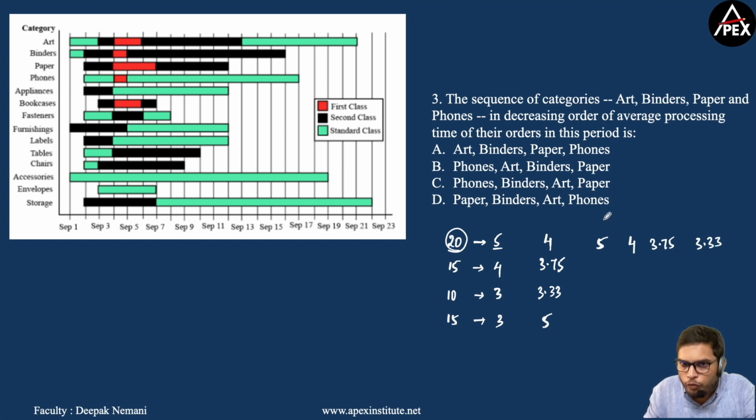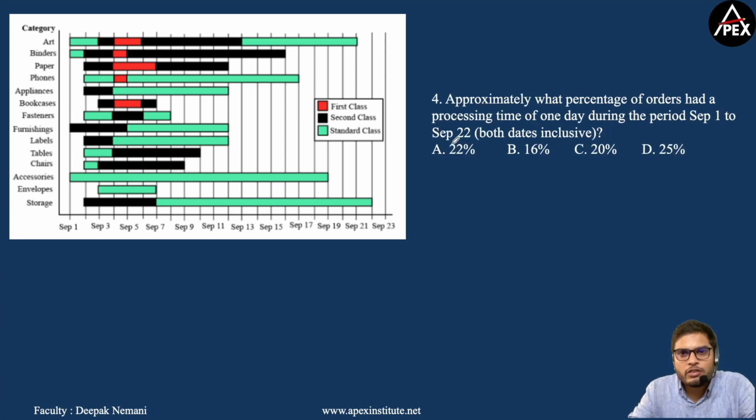Now 5 corresponds to phones. So you can eliminate option A and option D. Now 4 corresponds to art. So the answer for this question should be option B. Now moving ahead to the next question.